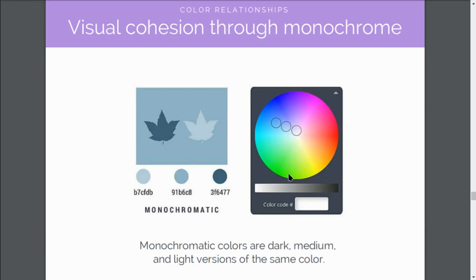Monochromatic colors are dark, medium, and lighter versions, technically that's called saturation, of the same color. The different hues are created by adding white or black or gray to a color. Because they are derived from the same color, designs which use monochromatic colors provide strong visual cohesion.